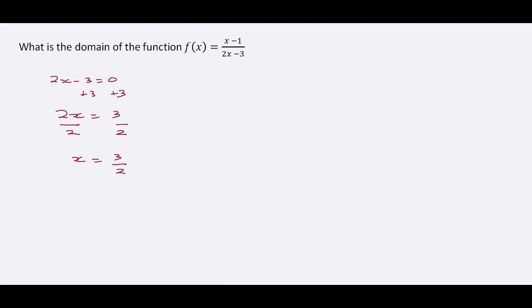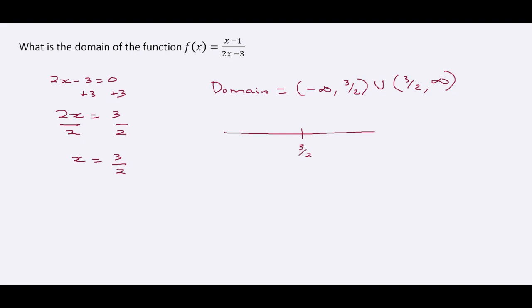So what we're going to see here with this function is that your domain is going to be minus infinity all the way to 3 over 2, and then we're going to have a union. Then we have 3 over 2 to infinity. So let me show you that on the number line. So what we're saying here is that right here is 3 over 2.